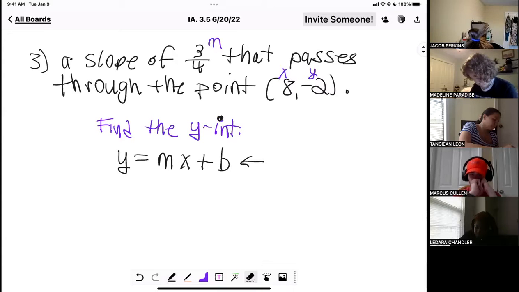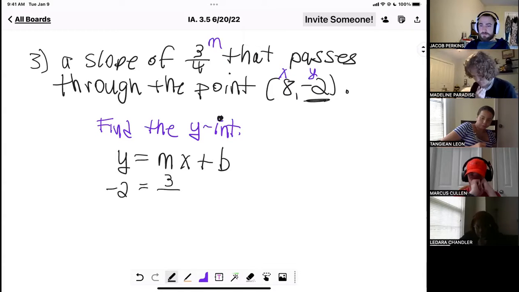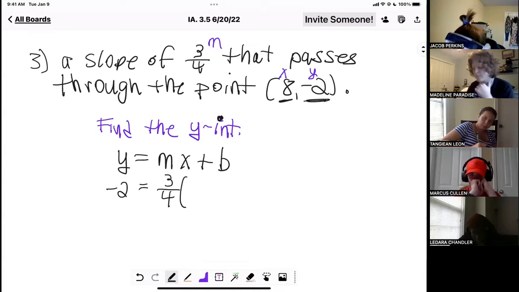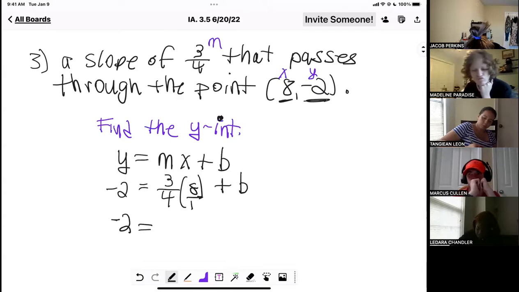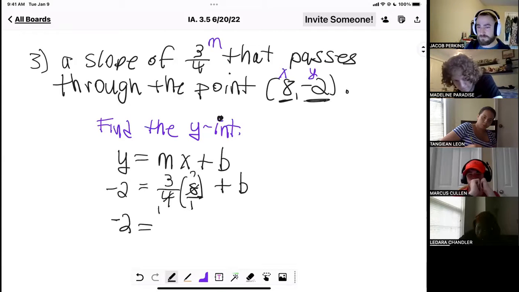All right, so I'm going to plug in what I know. What do I know? Y is -2 right here. M was 3/4. X was 8. And then I don't know what B is because we're going to solve for it. Now 8 is really 8/1, which I could use to help me multiply this. -2 equals 3/4 times 8/1 plus B. I don't know if you guys like cross simplifying. I'm a big fan of cross simplifying. So I see 4 and 8. I can divide 4 by 4 and 8 by 2. And I know my answer is 6 plus B.